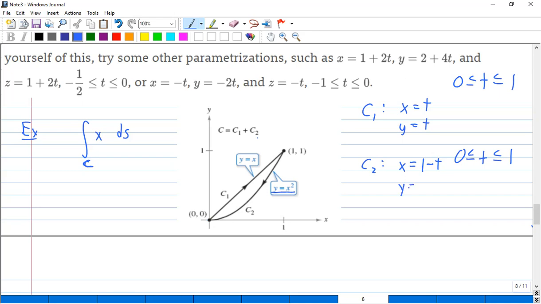Now here's where I can use my equation here to get what y has to be equal to. Because if x has to be equal to this, y has to be equal to 1 minus t squared, because this is x squared. Okay? See if you can set up these two integrals, as we have two parts. Okay? And that's what we'll pick up next time.